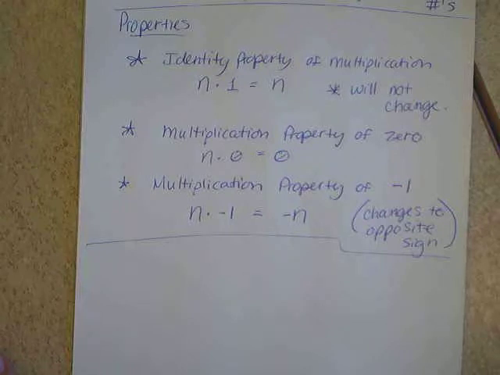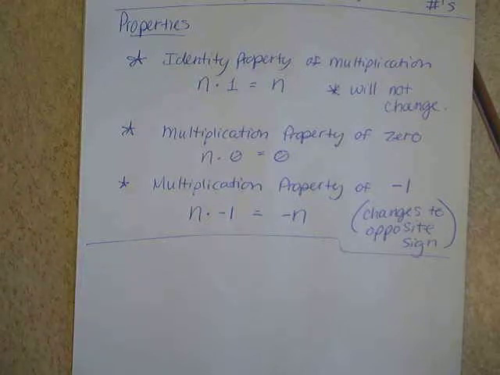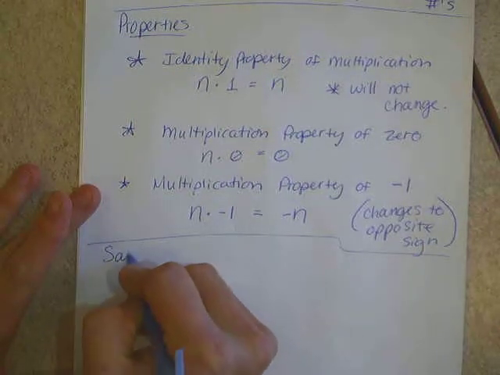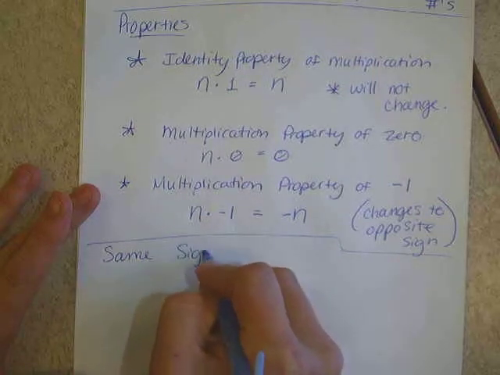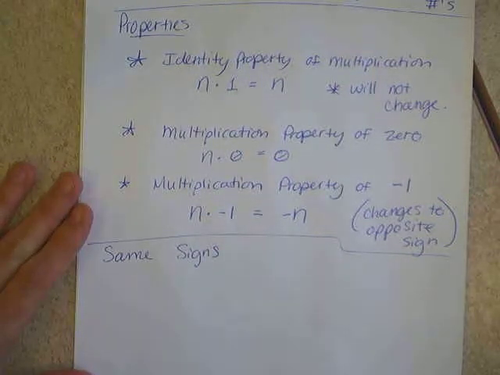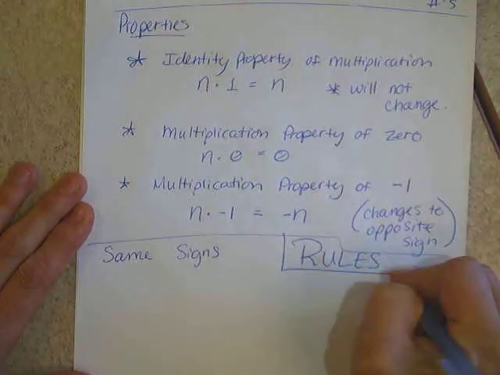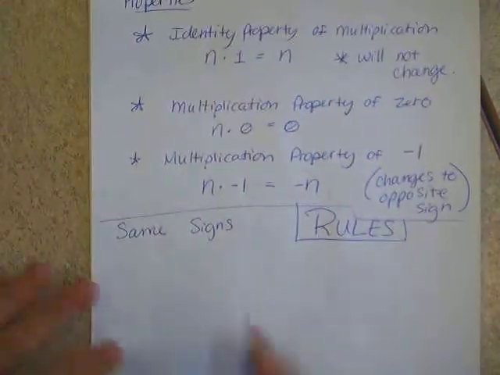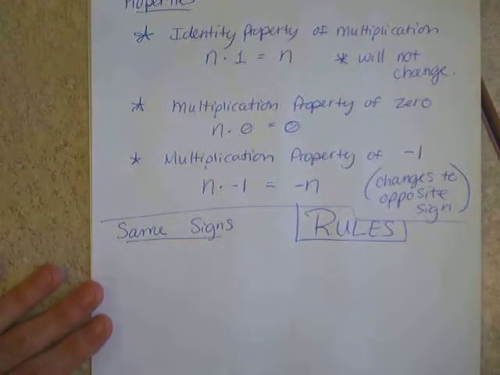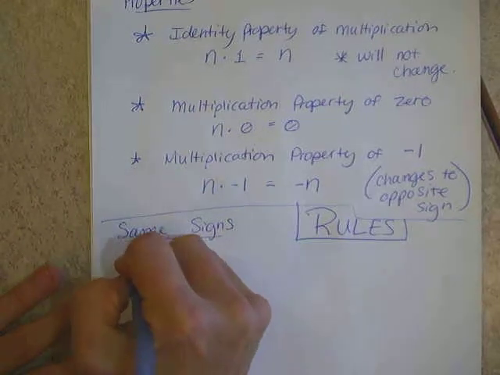So what you're going to write down next are the rules. And in the book, they separate this out for multiplication and division. They have the multiplication rules and the division rules. But really, the rules for multiplication and division are the same. It just depends on if both numbers are negative or positive, or if you have one of each. So the first thing we're going to write down is what we do if we have the same signs. All right, these are your rules.